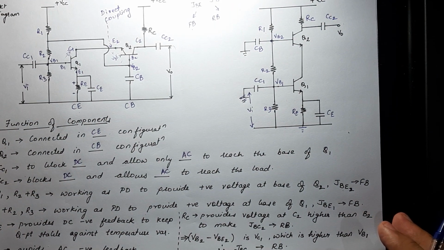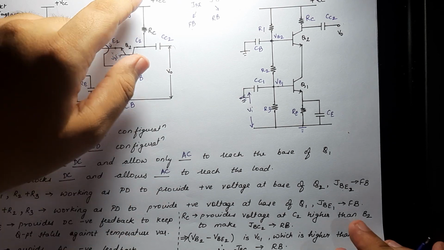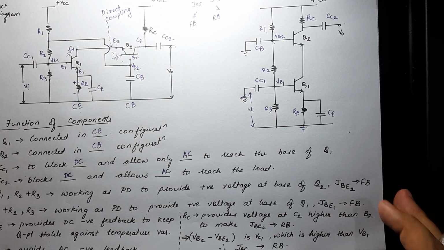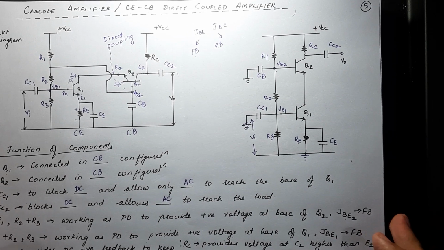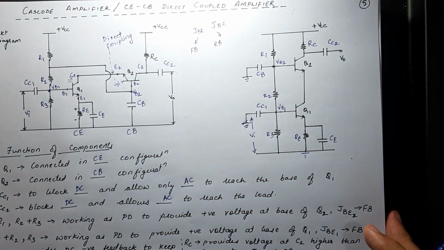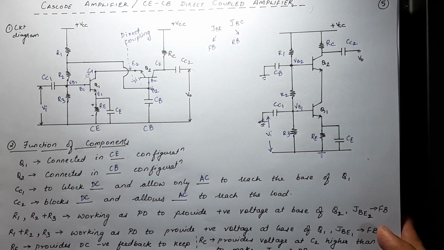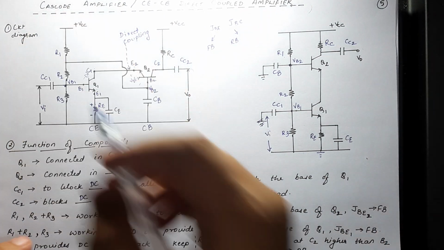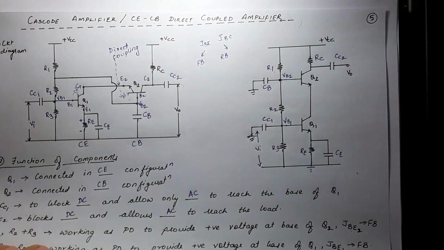Also, there is a question: why the name cascode? What was wrong in the name CE-CB direct coupled amplifier? If you look into the naming of the diagram, it is simple. CE-CB direct coupled amplifier, quite well and quite simple and sweet. But then what was the need to name it cascode? We'll come to that later on. First, we'll go to the second part of the diagram wherein we go for DC analysis.